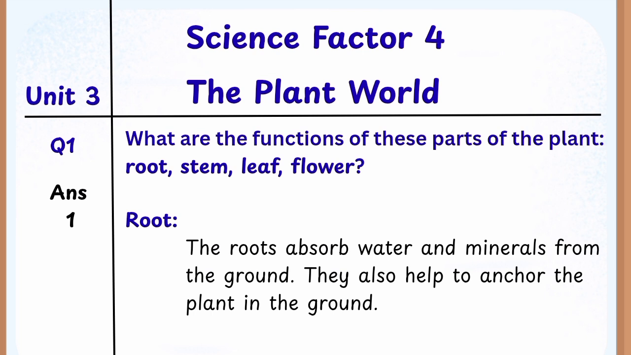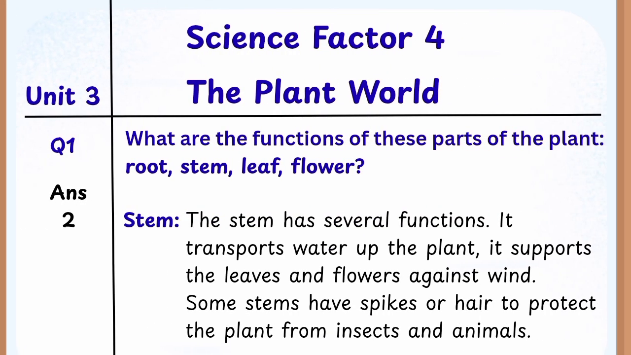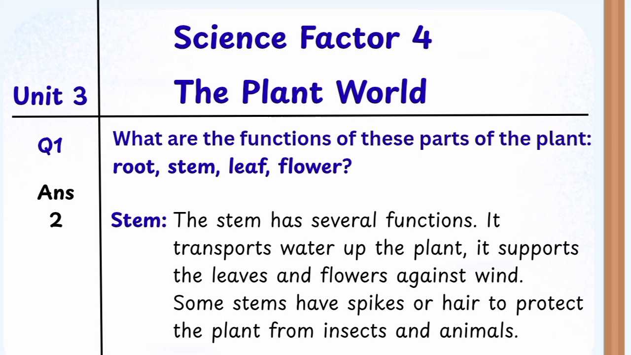The first function we will define here is the function of root. The roots absorb water and minerals from the ground. They also help to anchor the plant in the ground. Second is the function of stem. The stem has several functions. It transports water up the plant. It supports the leaves and flowers against wind. Some stems have spikes or hair to protect the plant from insects and animals.